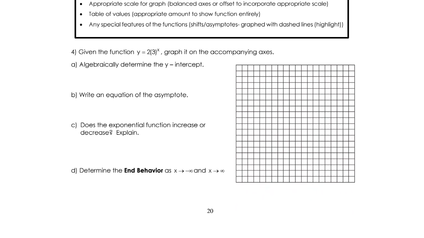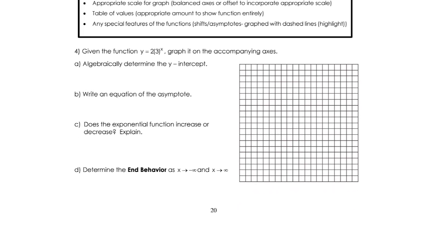And number 4 says given the function y equals 2, which that's your y-intercept. 3 is your multiplier or your base raised to the x, and that's how we know it's going to be exponential because x is your exponent. And it says algebraically determine the y-intercept. All right, so every single y-intercept has an x-coordinate of 0. And that's how you end up on the y-axis, having an x-coordinate of 0, not moving any left or right.